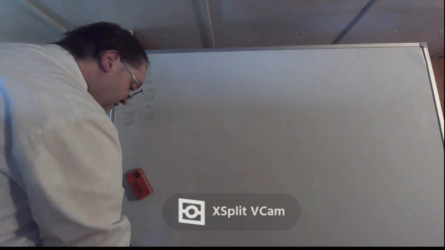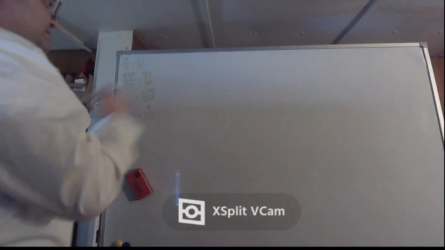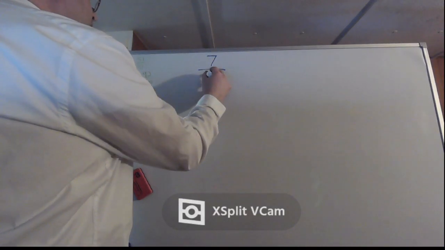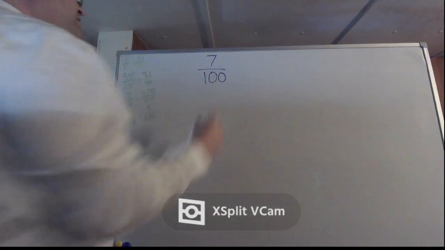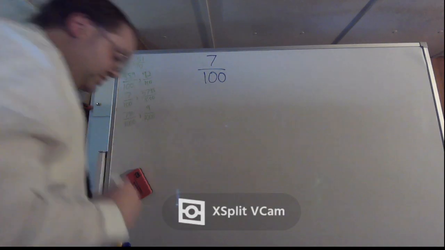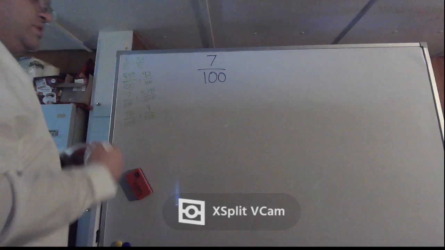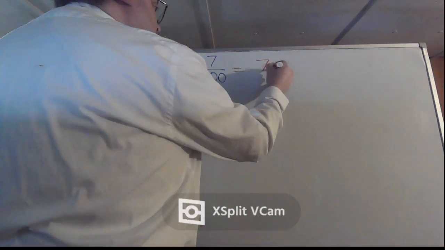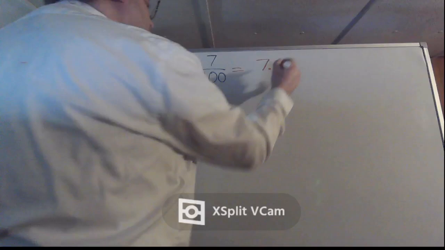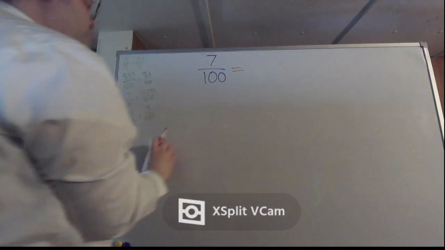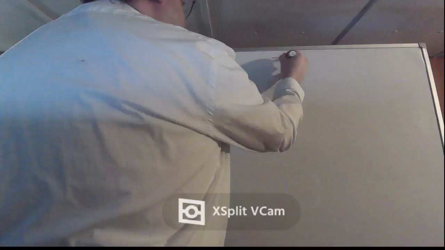Now what if I give you one such as 7 over 100? So you have 7 over 100. Well, like anything else, take your 7, write it out as 7.0. You got 7.0. Let me move that to the right. You're going to see the reason why I'm moving it to the right a little bit more in just a second here.